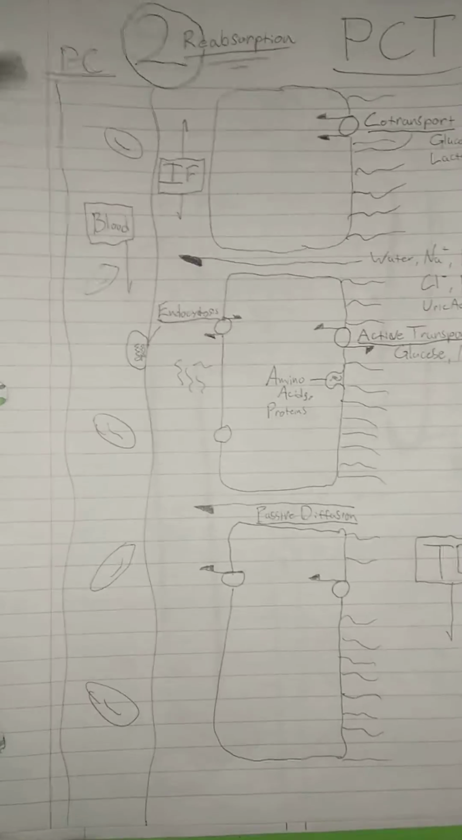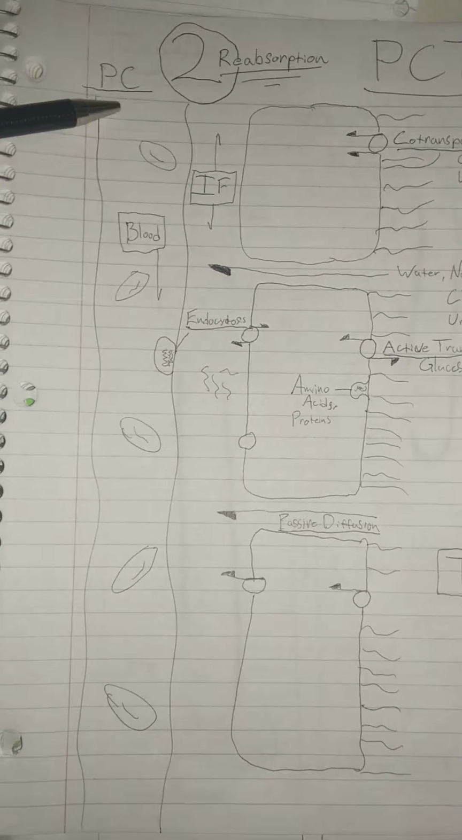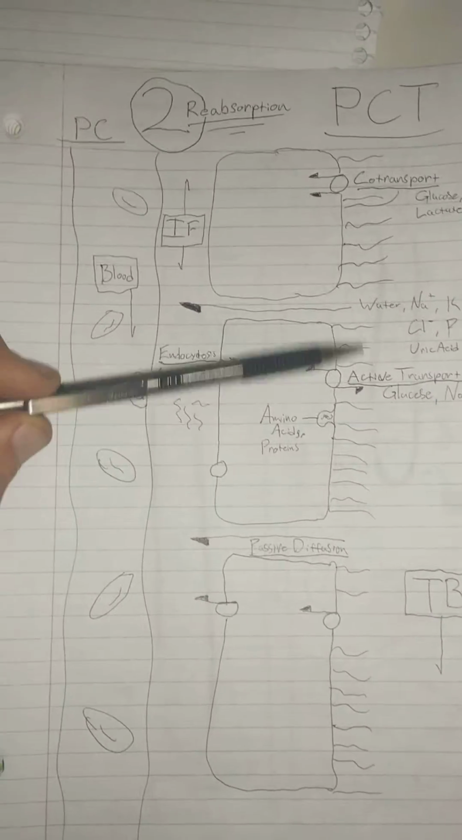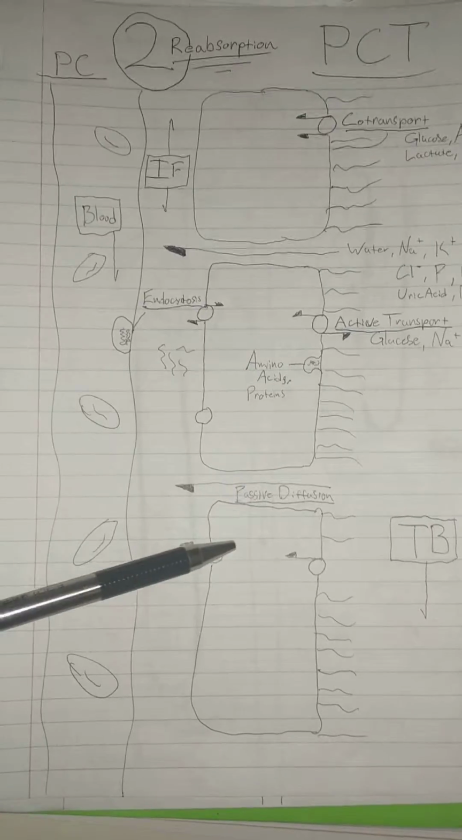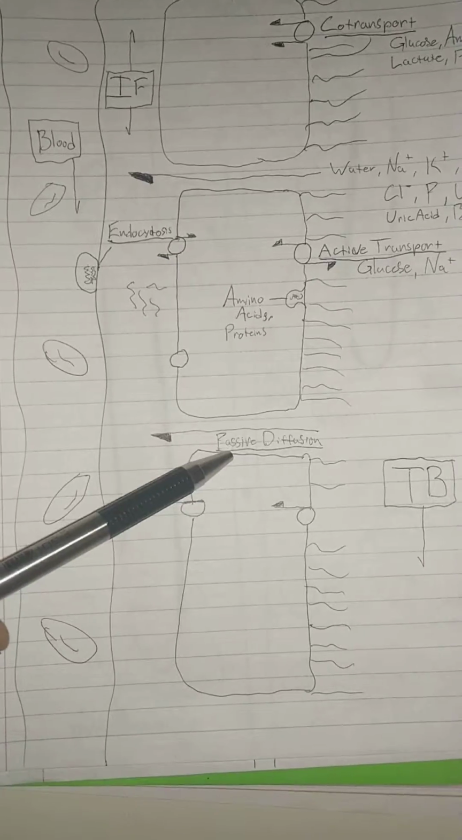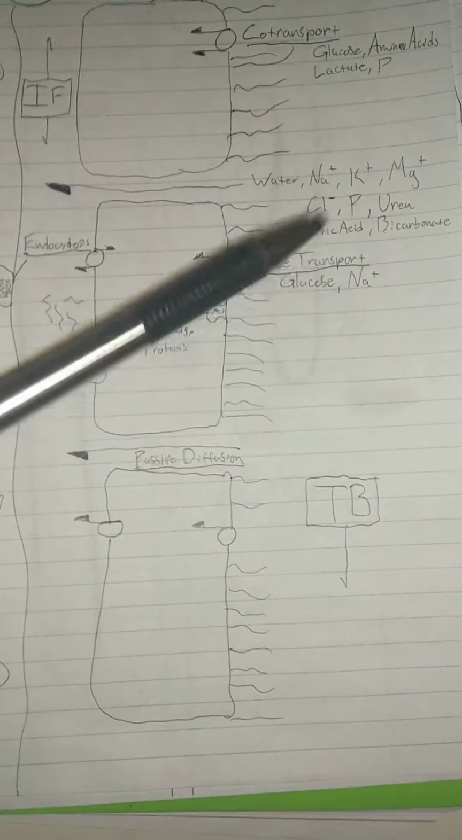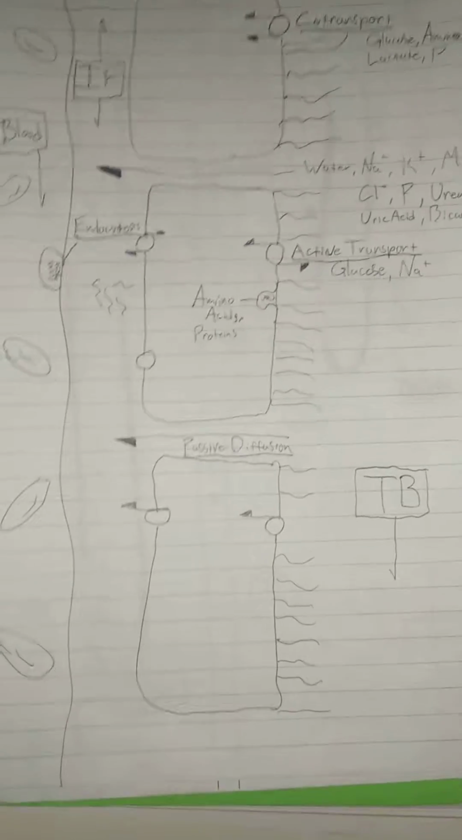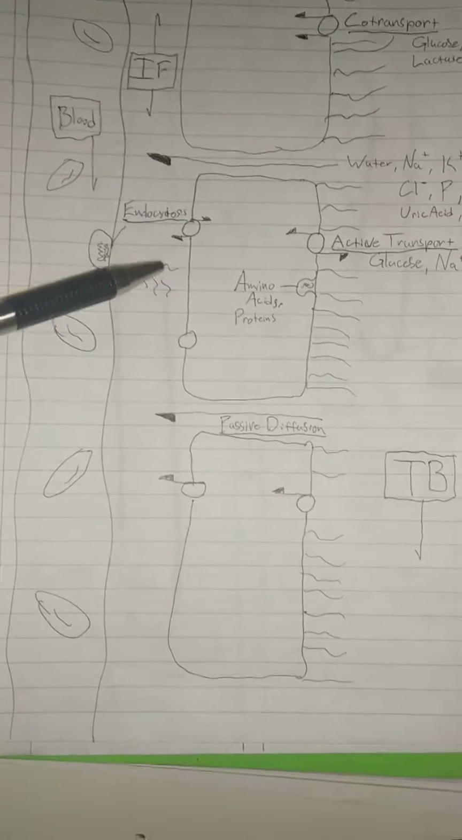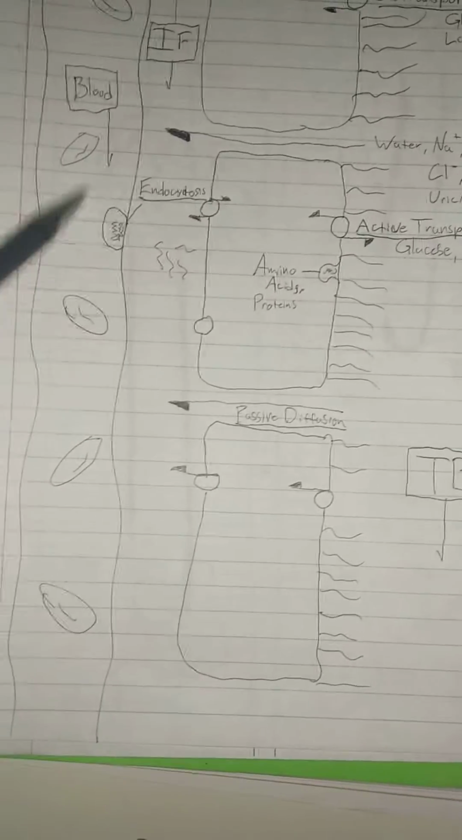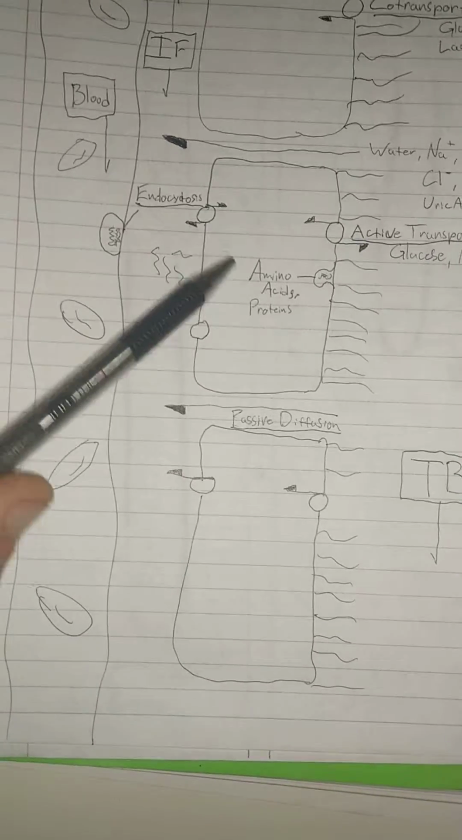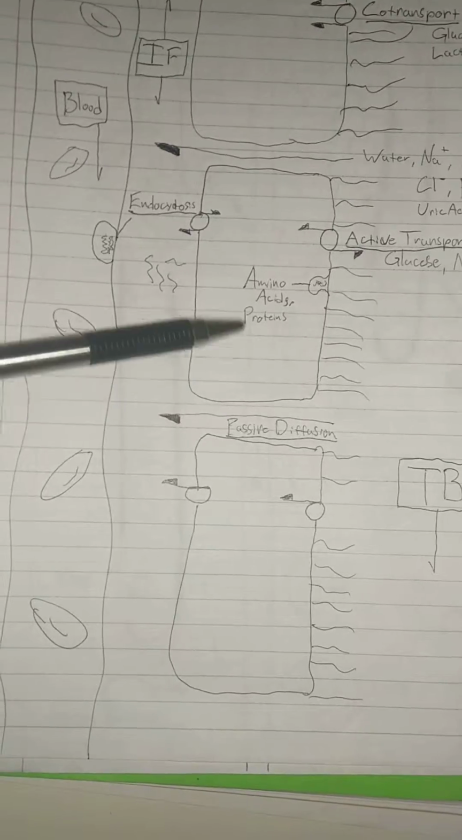Step 2, reabsorption. We have the peritubular capillary surrounding the proximal convoluted tubule. Reabsorption primarily occurs in the proximal convoluted tubule. It happens through a few different mechanisms. We have passive diffusion, which transports things like water, sodium, ions, salts, urea, uric acid, and bicarbonate down their concentration gradient. That's just the direction that it wants to go, since we removed all that stuff from the blood earlier. Then endocytosis, which is a more active type of transport.